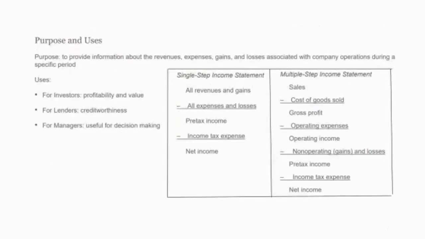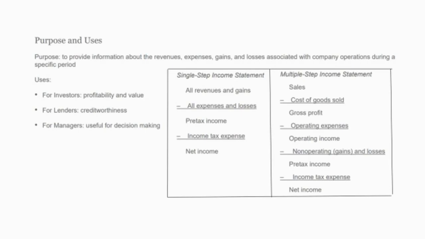In single-step income statements, we will see that all revenues and gains minus all expenses and losses will give the pre-tax income. And then we subtract income tax expense from pre-tax income, and the result will be the net income.